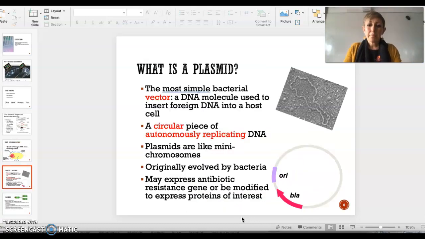So plasmids, a couple of things you need to know about plasmids. Yes, they're excellent vectors for transforming bacterial cells, and they can replicate independently of the chromosome. So yes, they will be copied as the cell divides into two, but they can also be copied within the cell.